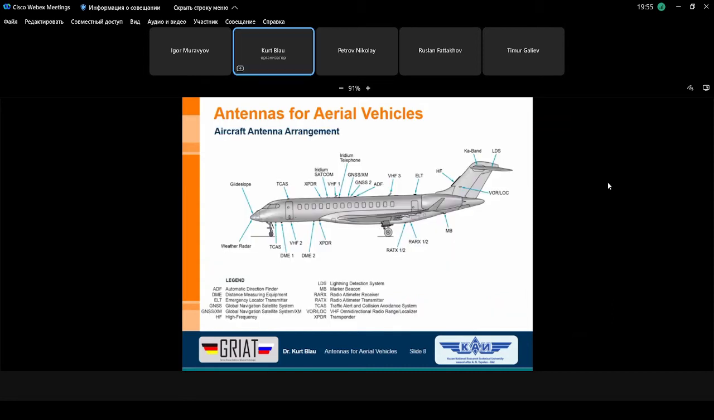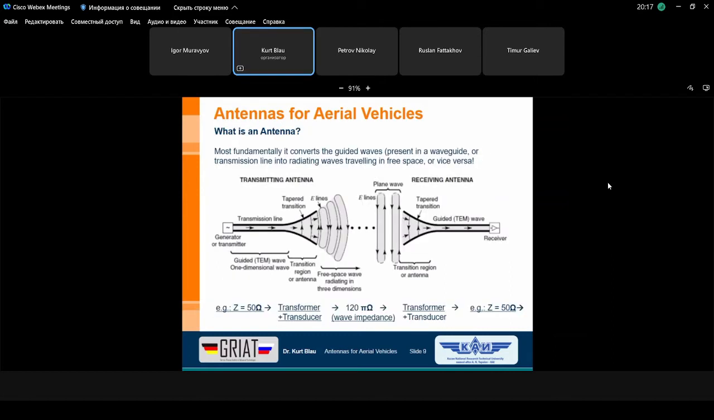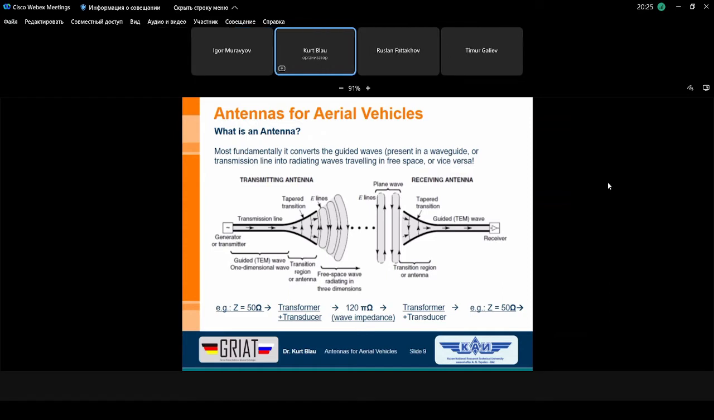Here in this slide, you can see a lot of radio systems with the necessary antennas around the bottom and the top part of an airframe. Then I tried to explain how an antenna works, or in other words, what an antenna is. And this was, let's say, our introduction to antenna theory.